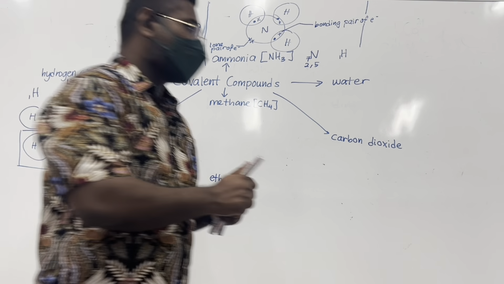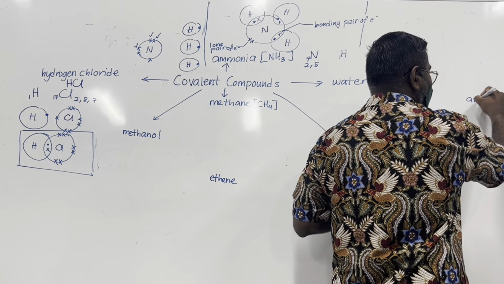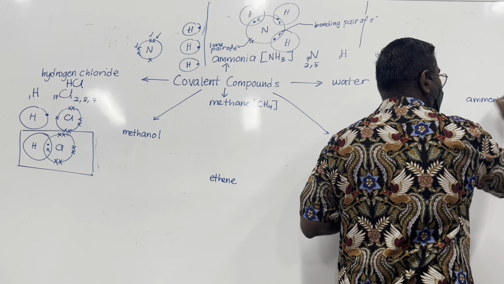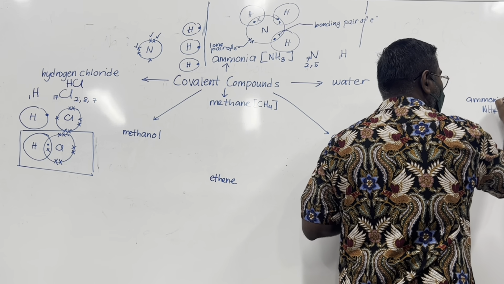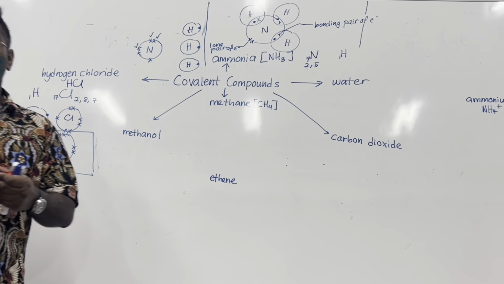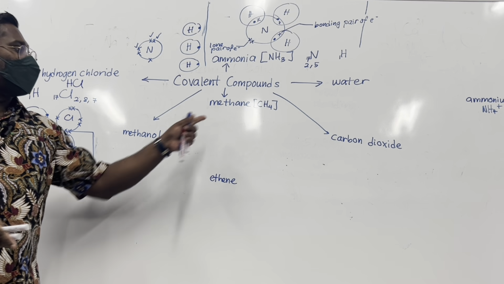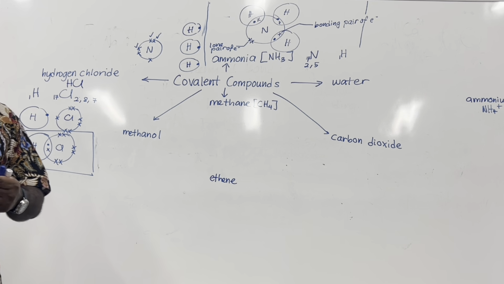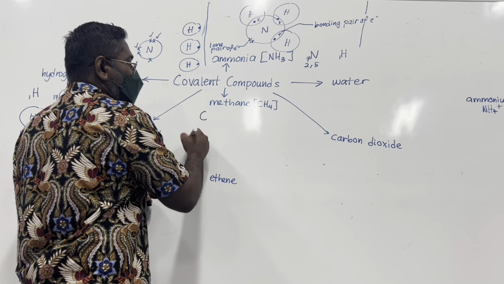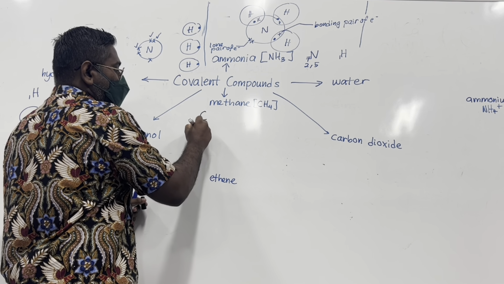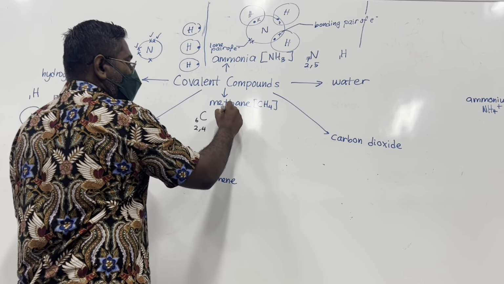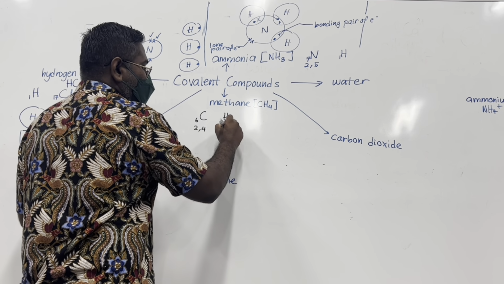Ammonium ion. NH4 is the ammonium ion. Ammonium ion is going to be NH4 plus. Ammonia is NH3. Now methane. Methane is CH4. Carbon is 6, 2, 4, 4 valence electrons. Hydrogen is 1, so 1 valence electron.